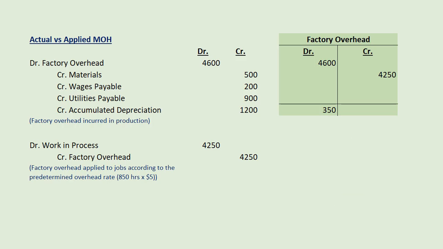The applied overhead is less than the actual overhead incurred. The factory overhead account will have a debit balance, in this case $350, and this debit balance is called underapplied factory overhead or underabsorbed factory overhead. If the balance in factory overhead, either underapplied or overapplied, becomes large, the balance and related overhead rate should be investigated.